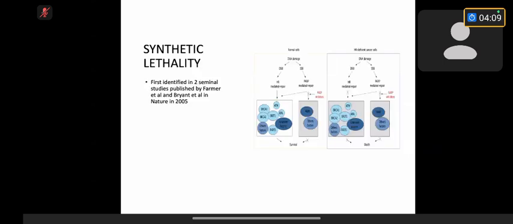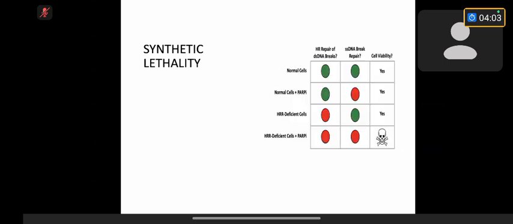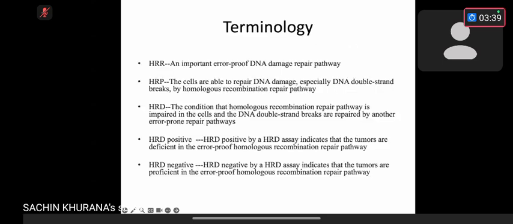And now we'll try to understand the concept of synthetic lethality, which has actually introduced PARP inhibitors. What it means is, in a normal cell, when both the ssDNA break repair and dsDNA break repair are intact, the cell viability is good. If one of the mechanisms is deficient, still the cells are viable. But if both the mechanisms are deficient, that is, these are HR deficient cells or PARP enzyme is inhibited, then it results in cell death. So this is synthetic lethality.